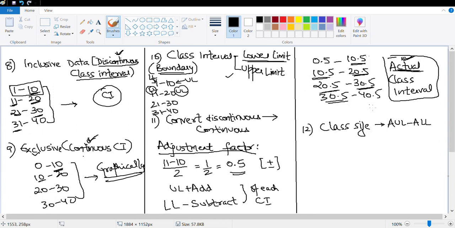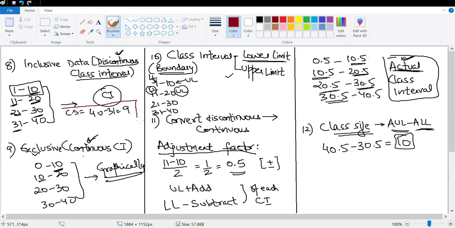Next comes the class size. So class size would be the actual upper limit minus the actual lower limit. In this case it will be, let's say, 40.5 minus 30.5, which is equal to 10. Please note that had you done this class size without converting into actual class intervals, your class size would have been 40 minus 31, which is 9, and this is wrong. This is not the class size. So this is not the way of doing it. If the question asks you to calculate class size, first you will have to convert into actual class interval.